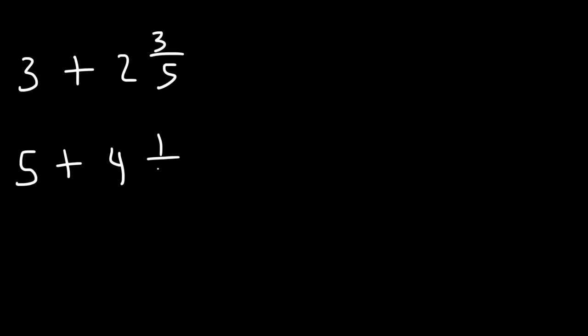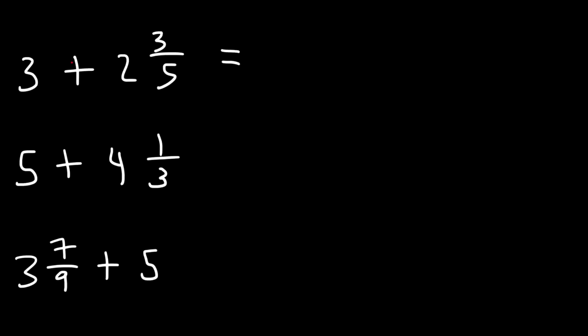And so it's very straightforward to add a whole number to a mixed number. For the sake of practice, go ahead and try these examples. 3 plus 2 and 3/5. 5 plus 4 and 1/3. And then 3 7/9 plus 5.